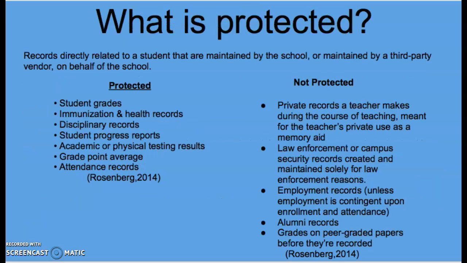All right, here's what's protected under FERPA. Records directly related to a student that are maintained by a school or maintained by a third-party vendor on behalf of the school. Here's the list of things that are protected for students: their grades, their immunization and health records, their disciplinary records, student progress reports, academic or physical testing results, grade point average, and attendance records.